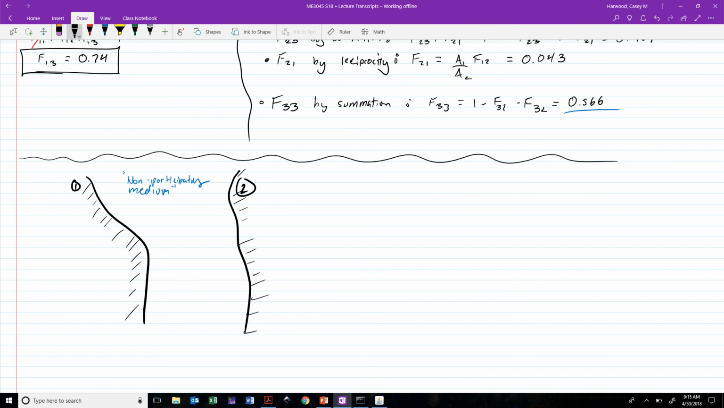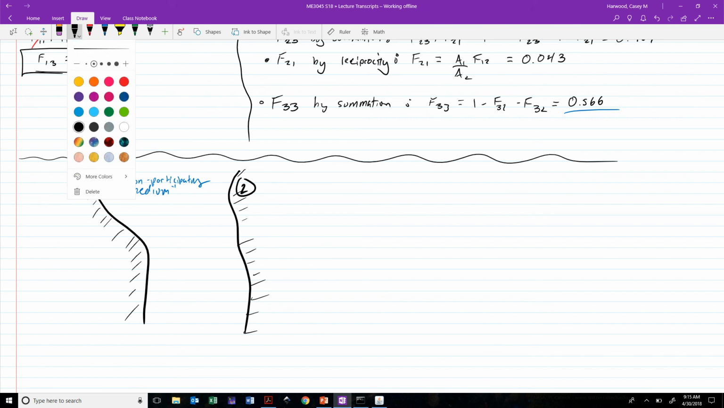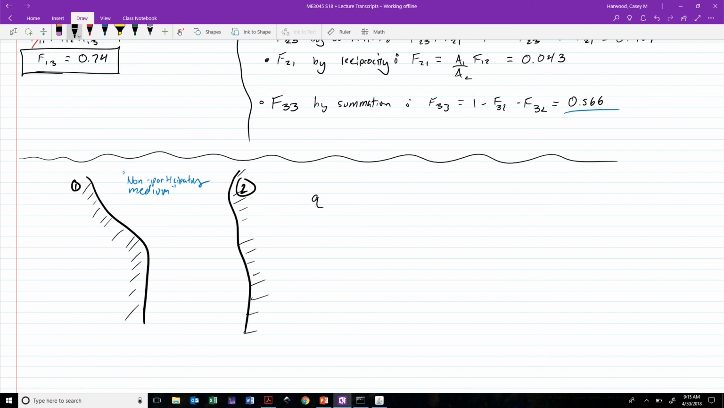If we did a surface energy balance on surface 1, we could find the net heat rate from surface 1, which is defined as positive out. This would be A1 times J1 minus A1 times G1. The radiosity, everything that's radiating out, times the surface area, minus the irradiation, everything that's coming in, times the surface area.